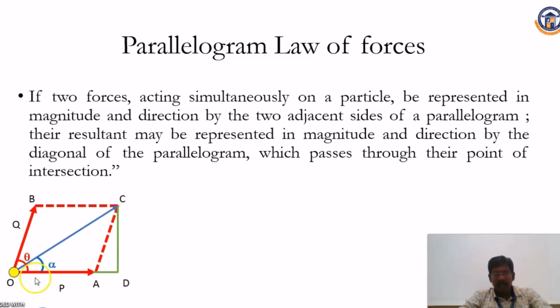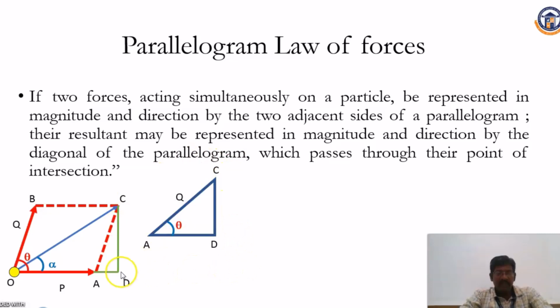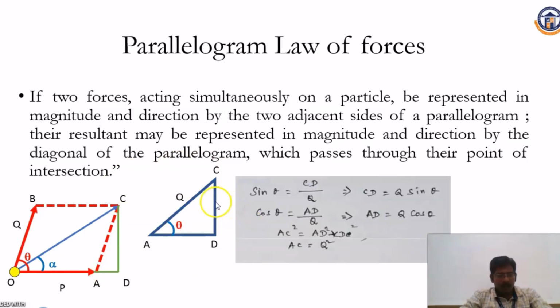CD, and now we will extend the line OA till D. So now we can observe, we can get a triangle ACD. So consider this triangle ACD, and this will be inclined as theta. So this Q will be inclined at an angle of theta with respect to this OA. Hence the angle will be theta. So with this triangle, we can identify the CA, AD and CD.